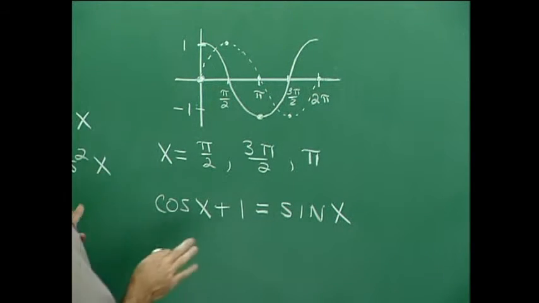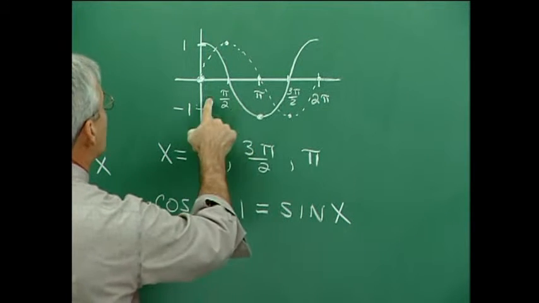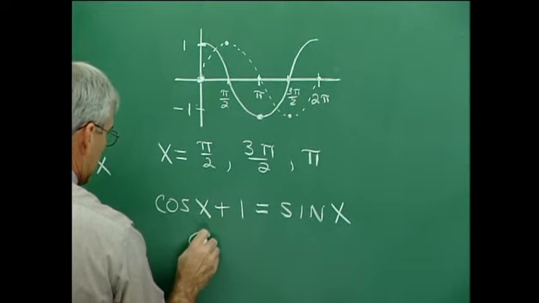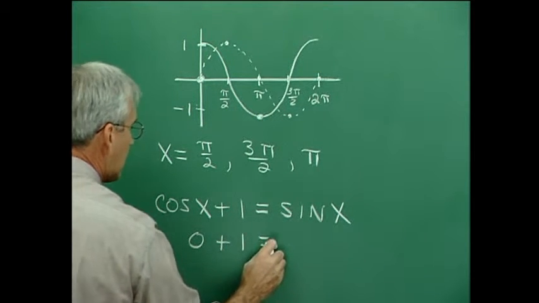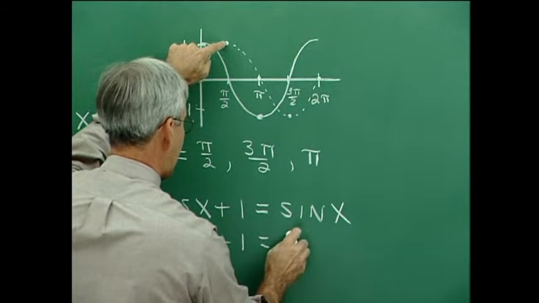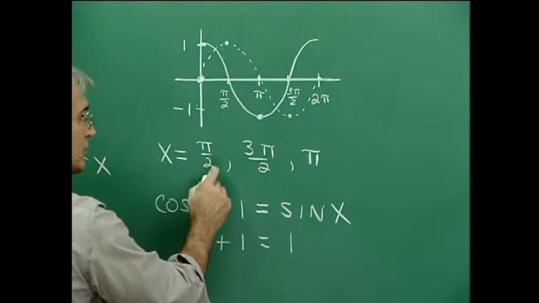Now, let's evaluate for pi over 2. Cosine of pi over 2, let's see, here's pi over 2, here's the cosine curve, oh, that's 0. So on the left side we have 0 plus 1. The sine of pi over 2 is at the top of the amplitude, that's at 1. So 1 equals 1, yes, so this is a valid solution.